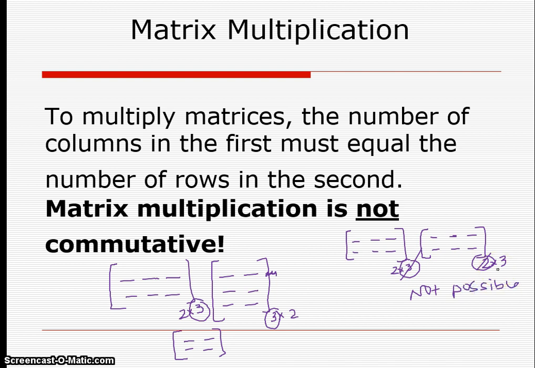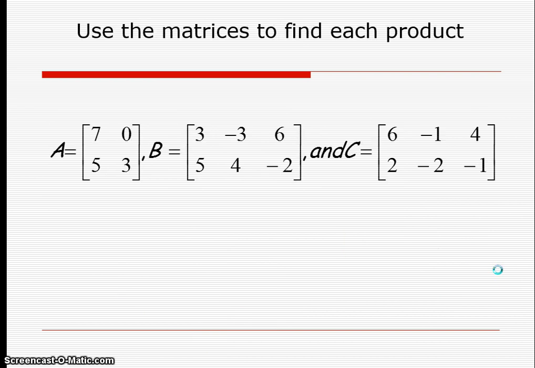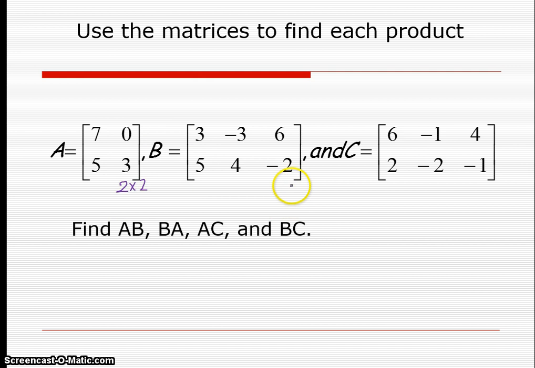So let's look at actually how to multiply these. You're going to use these matrices to find each product. So let's start with AB. So when I do A times B, first off, I need to check my dimensions. So this is 2 by 2, this is 2 by 3. Their middle numbers are the same, so I can multiply them, and I actually know that my answer is going to be 2 by 3.